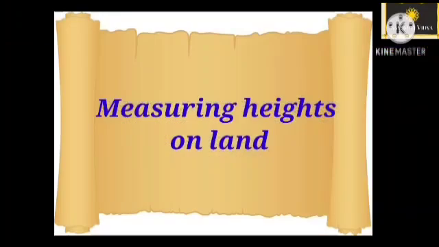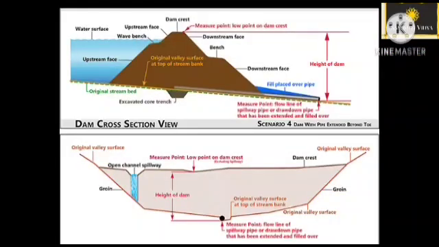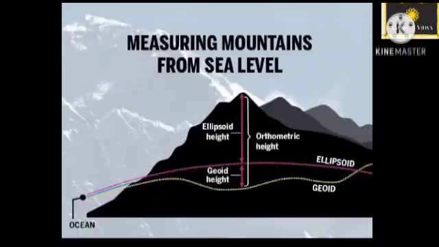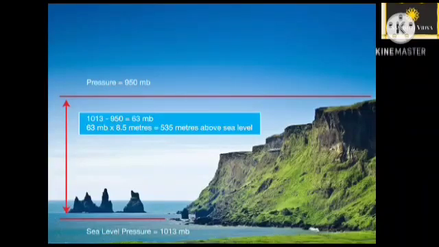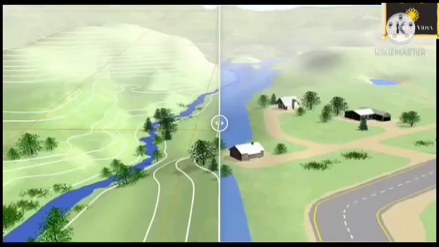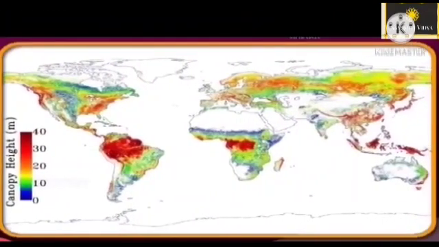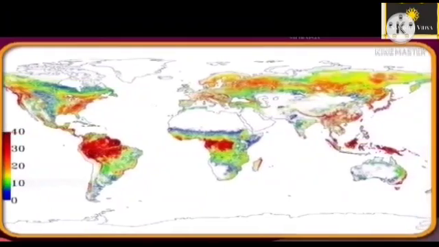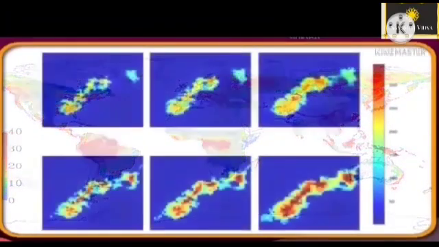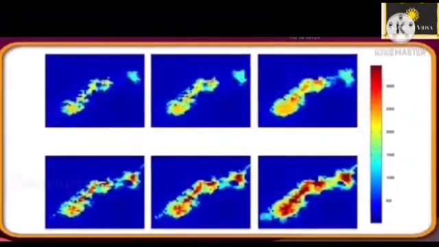Measuring heights on land. All heights on the land are calculated from the sea level. The sea level all over the world is taken to be roughly the same. Any place which falls 0 meters to 50 meters, 51 to 100 meters, finally 101 to 150 meters are shown in different shades of colors.